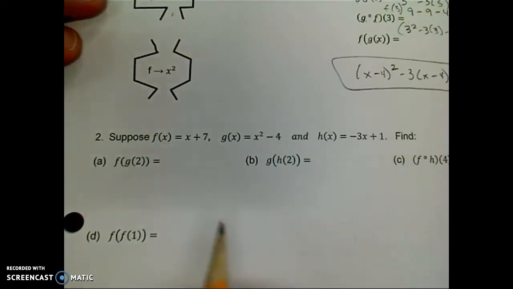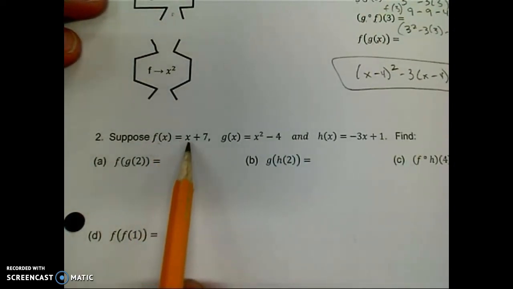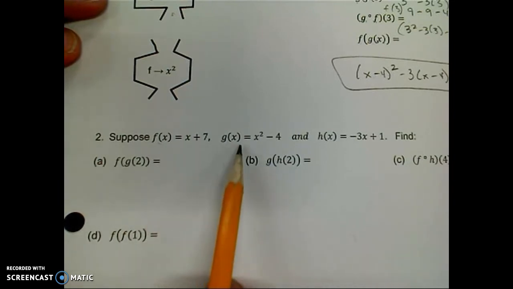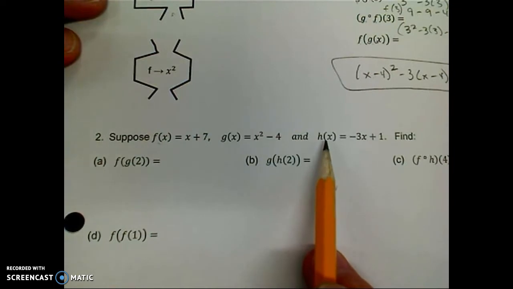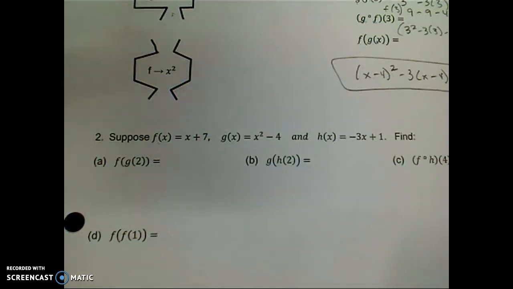So here's an opportunity to practice. We're given an f function, f of x equals x plus 7, a g function, g of x is x squared minus 4, and an h function, h of x equals negative 3x plus 1, and we're asked to find these. So you go ahead and work through those, come back and check your answers.